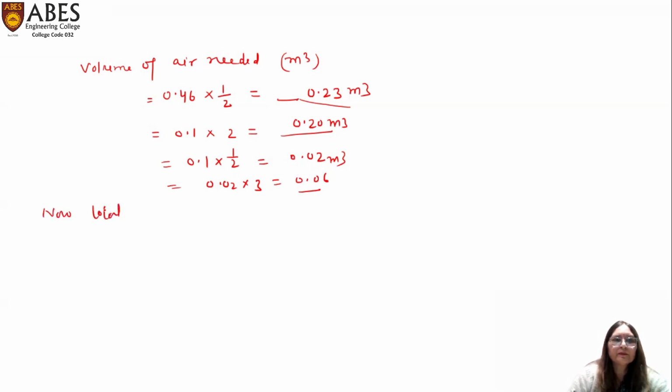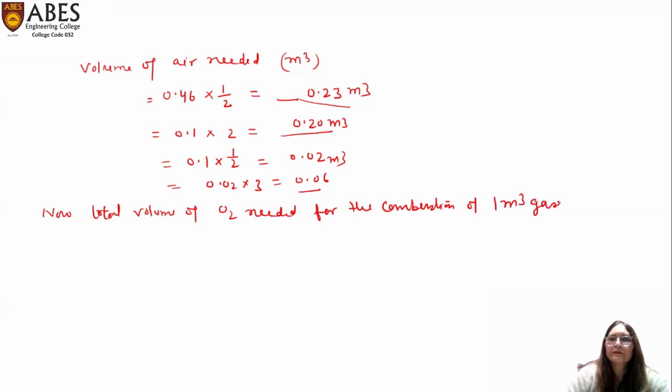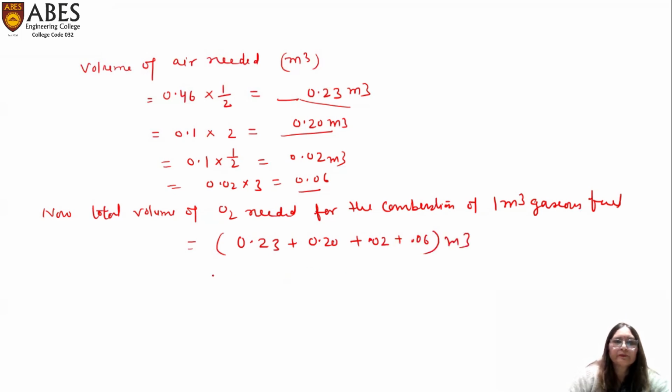Now the total volume of oxygen needed for the combustion of 1 meter cube gaseous fuel is 0.23 plus 0.20 plus 0.02 plus 0.06 meter cube, which is 0.51 meter cube.